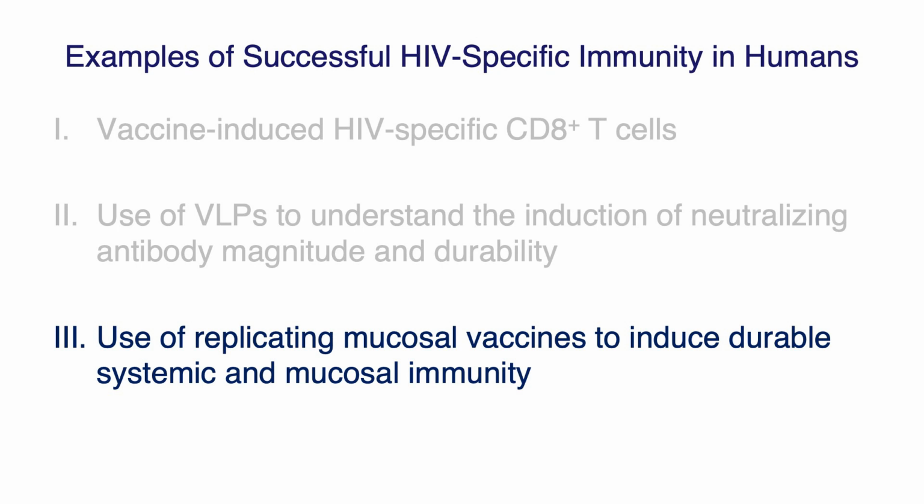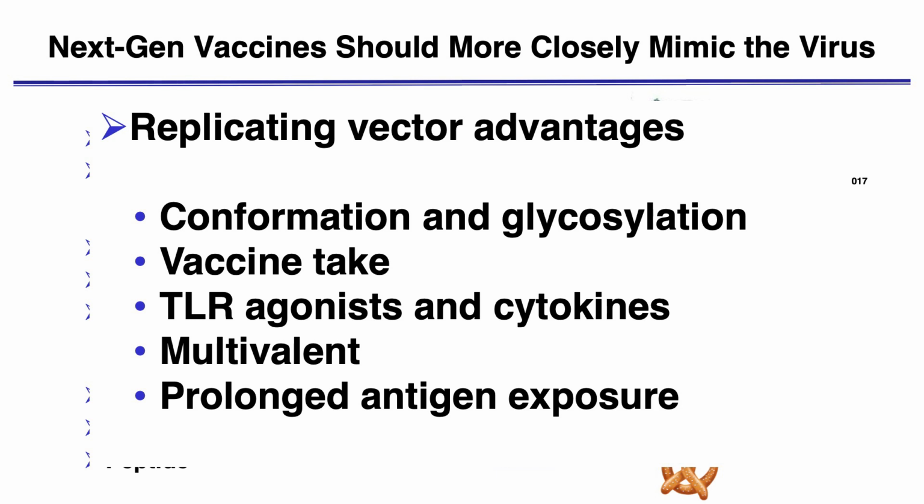So lastly, the use of replicating mucosal vaccines to induce durable systemic and mucosal immunity. When we started our HIV work, we wanted to play at the deep end of the pool. A lot of the early vectors and proteins that had been used really did not resemble a live virus at all. In retrospect, these really had very little hope of being successful.